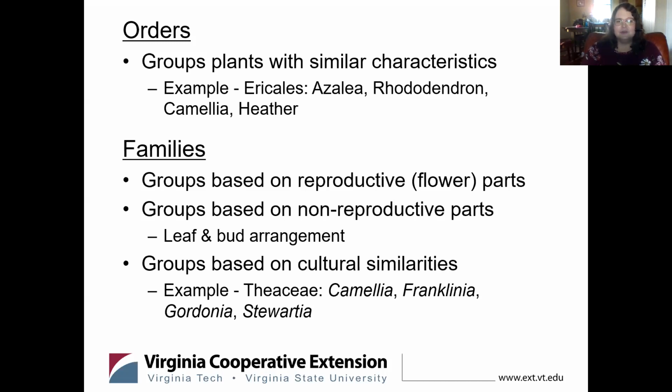Families are usually grouped based on either reproductive flower parts, or they might be grouped based on leaf and bud arrangement, or these families might be grouped based on cultural similarities. So the tea family, Theaceae, has camellias in that family, Franklinia, like we just mentioned, and Gordonia, an evergreen member that's very closely related to Franklinia. It's also native to the southeastern United States, but it is not common in the nursery trade. So unfortunately, you can't find it for sale.